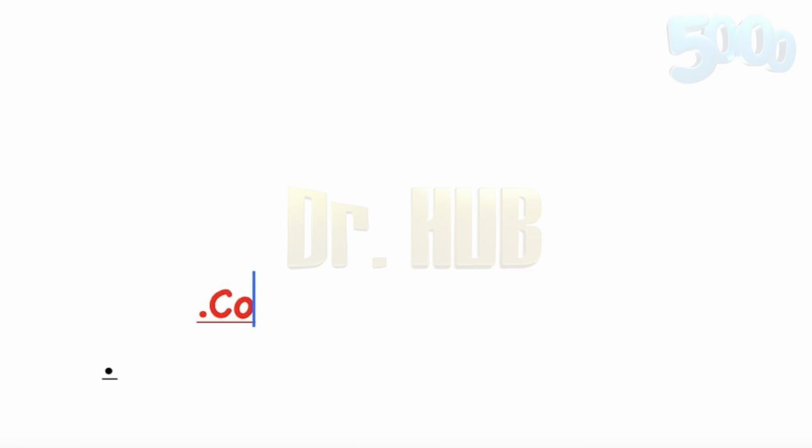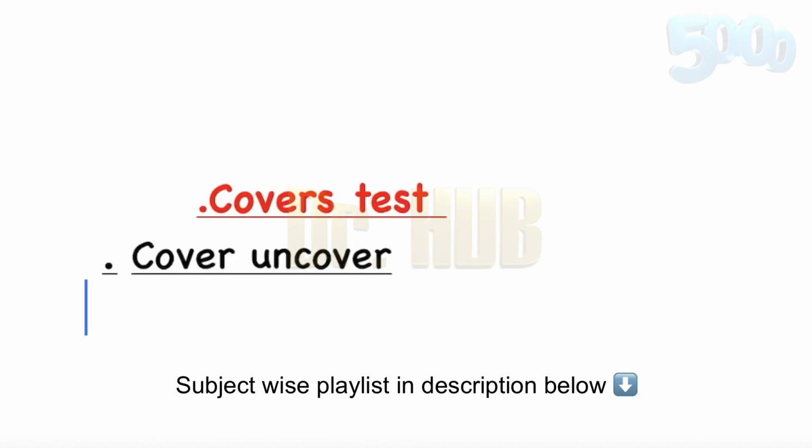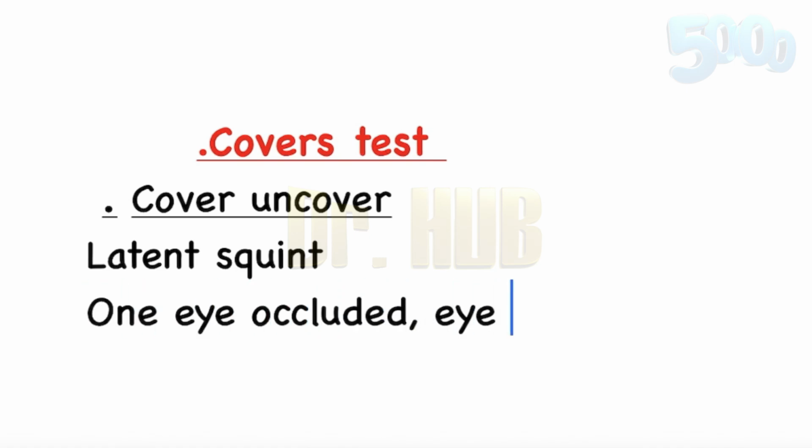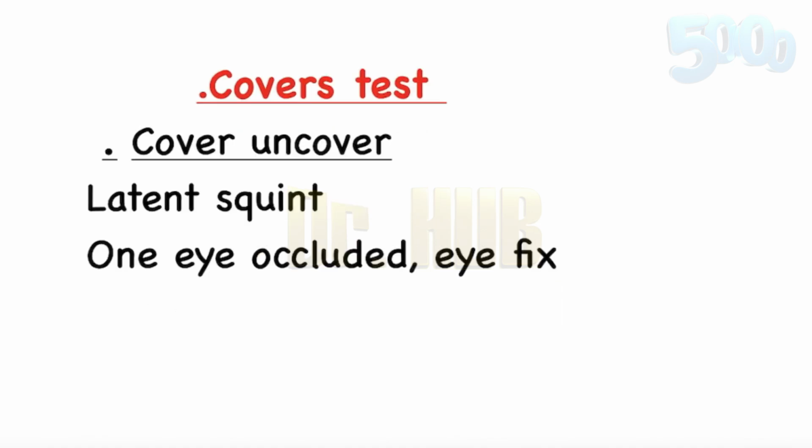We will be discussing the cover test in ophthalmology. There are various tests. First is the cover uncover test. So what is the cover uncover test? This is basically to detect the presence of heterophoria, that is the latent squint. One eye is covered with the occluder and the other eye is made to fixate on an object.